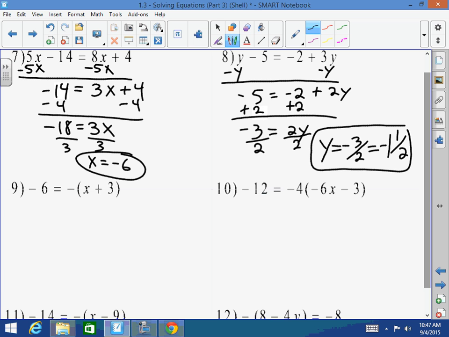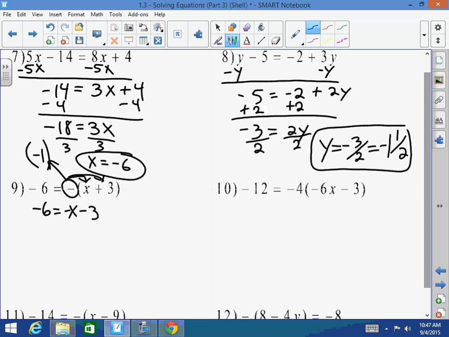Okay, now we're getting to the part that I like when we start distributing. What do we do here, brother? Very good. Please remember that this negative sign, guys, is a negative 1, and it's distributed to everything. You got no fear here, man. Good job. So I distribute that. So negative 6 equals negative x minus 3.